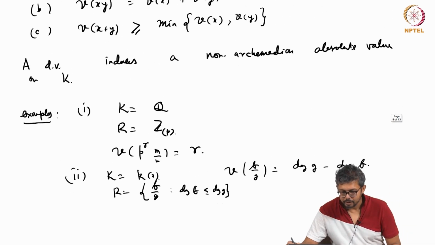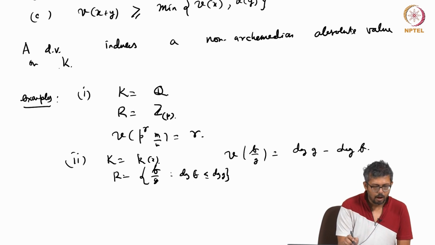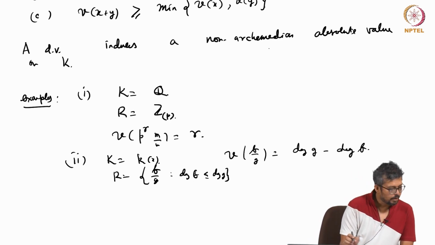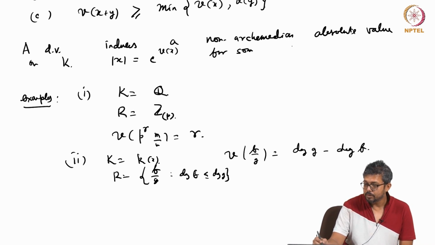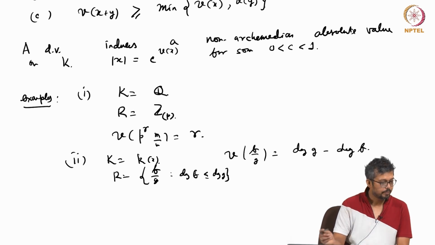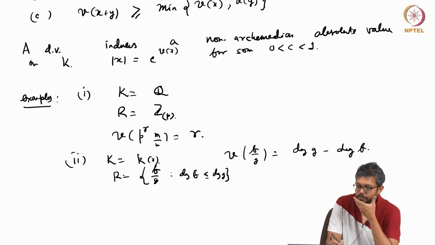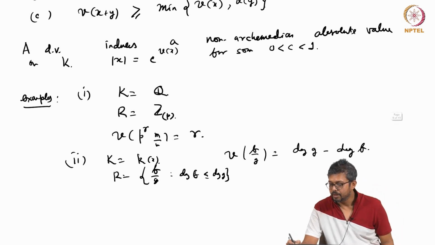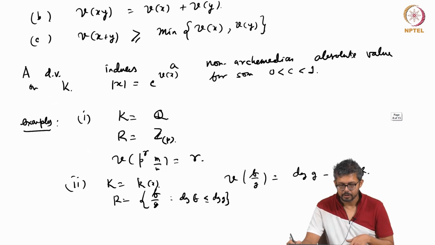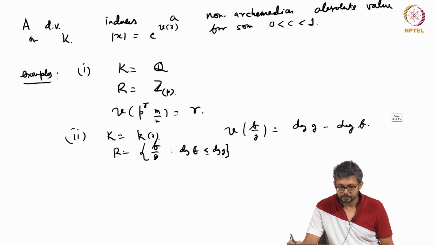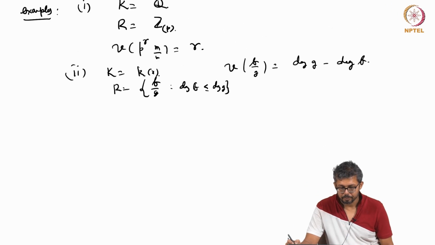And I just complete here how a discrete valuation induces a non-Archimedean field. If I take the absolute value mod x to be C to the power V of x, for some C between 0 and 1, then you see that a discrete valuation gives you a non-Archimedean absolute value.